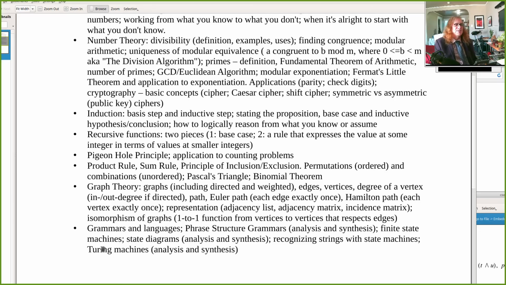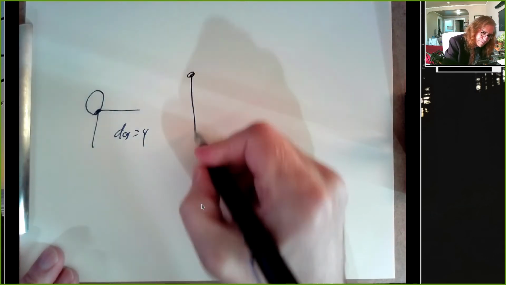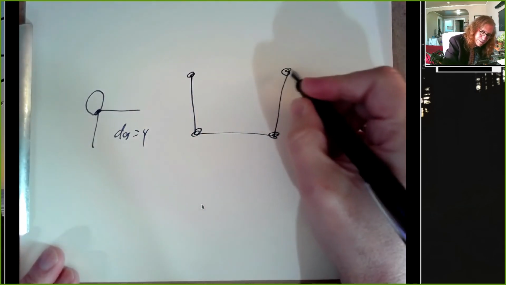And that just makes things work well. So degrees of vertices, you should be able to find the degree of a vertex. A path is, you know, start at a vertex and just follow from vertex to vertex. There's ambiguity out there as to simple paths and things like that. So here's what I want you to know.